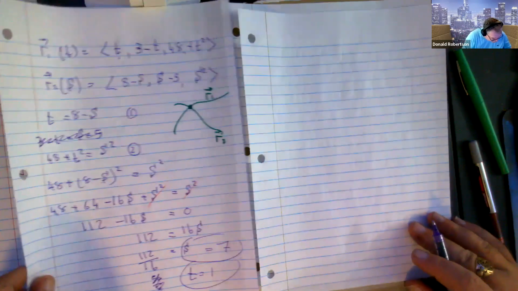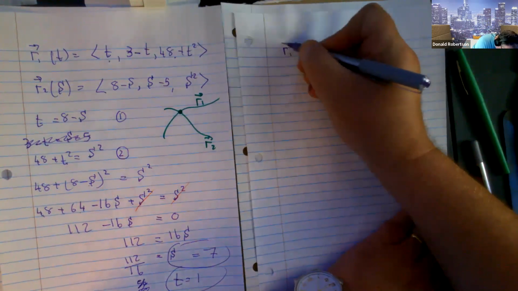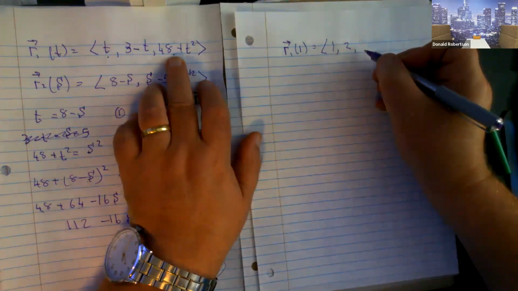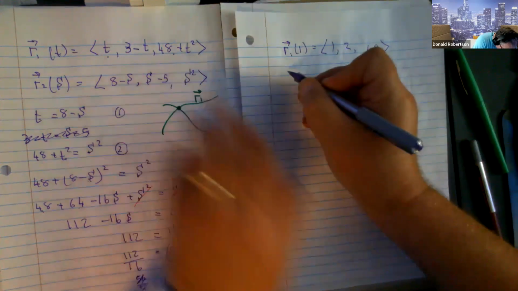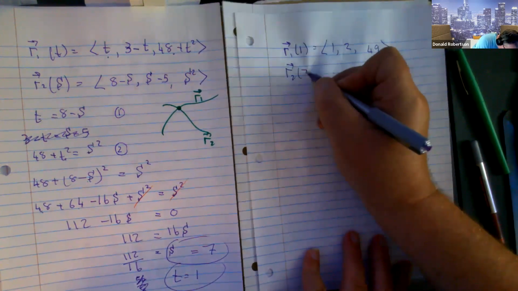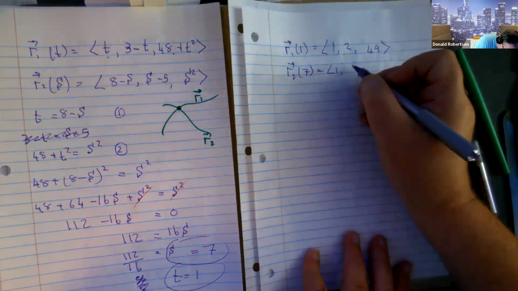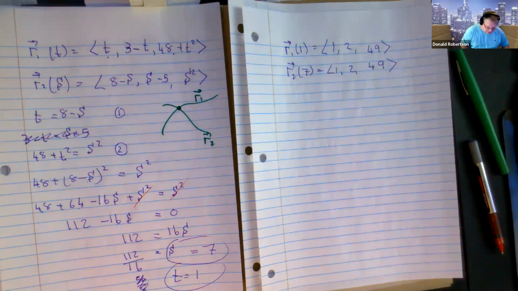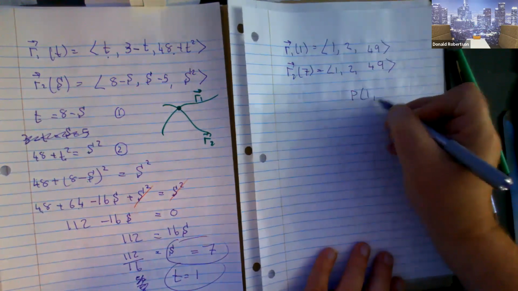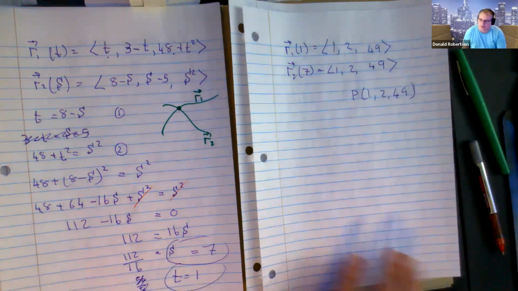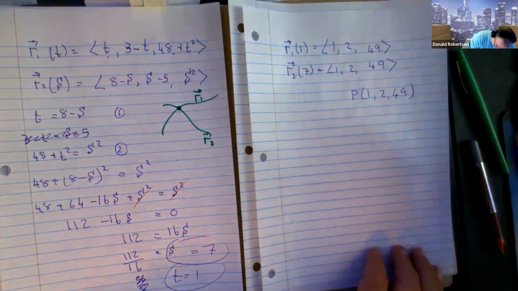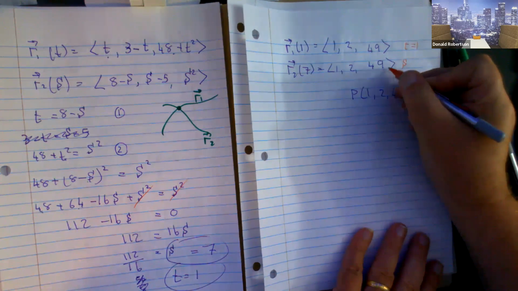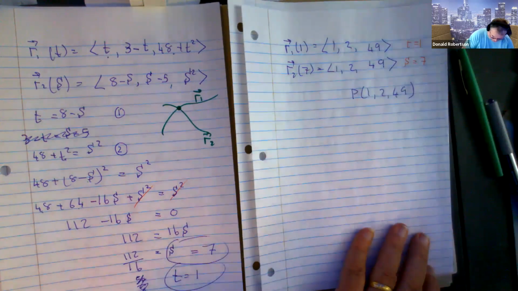So I'm going to find the coordinates. If I plug in 1 here, it's 1, 2, 49. And if I plug in 7 here, it's 1, 2, 49, right? Matches. So all that hard work was only to find the point where they intersect. And as part of that, we now know that we have to use t equals 1. And when you're using this one, we're going to use s equals 7.